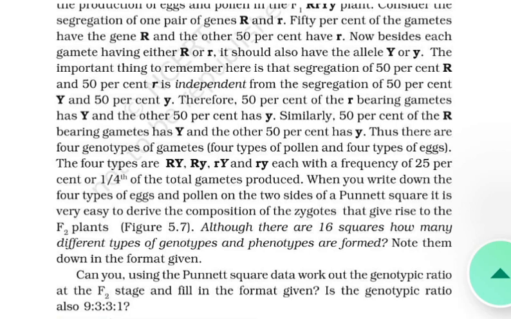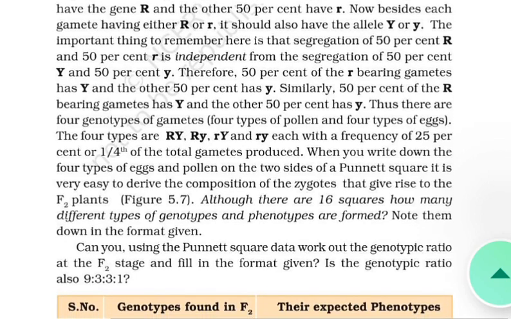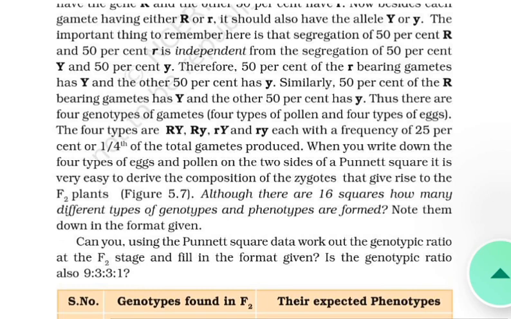This derivation can be written as follows, that is bracket में 3 round:1 wrinkled, फिर bracket में 3 yellow:1 green is equal to 9 round yellow:3 round green, 3 wrinkled yellow:1 wrinkled green. कोई काम का नहीं है वैसे, बट पढ़ दिया.